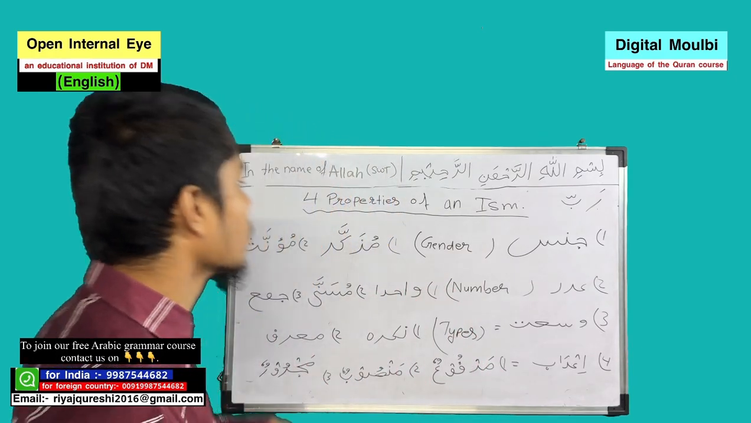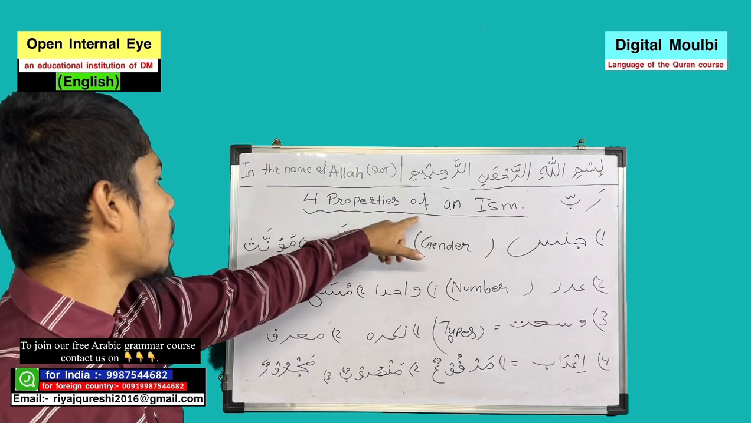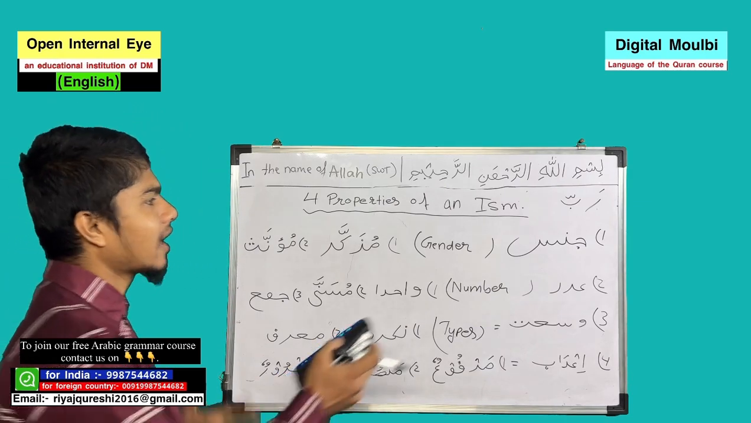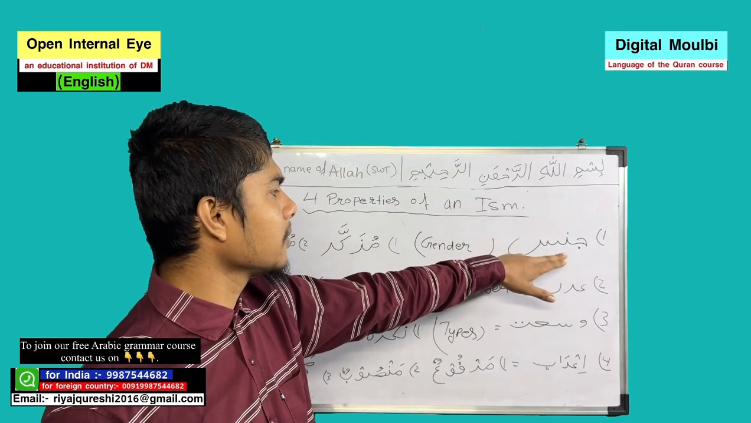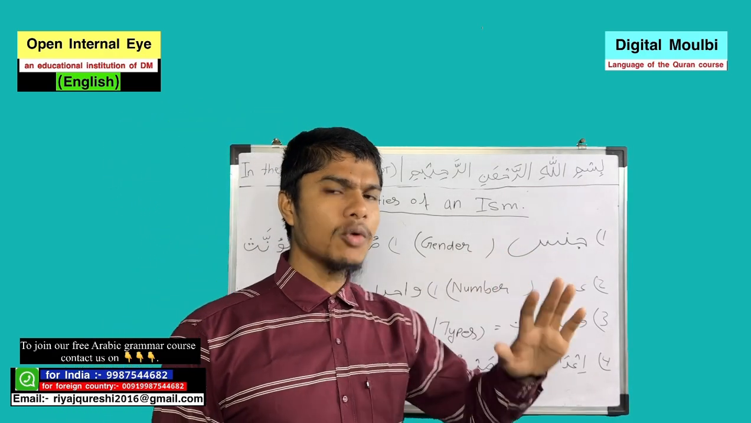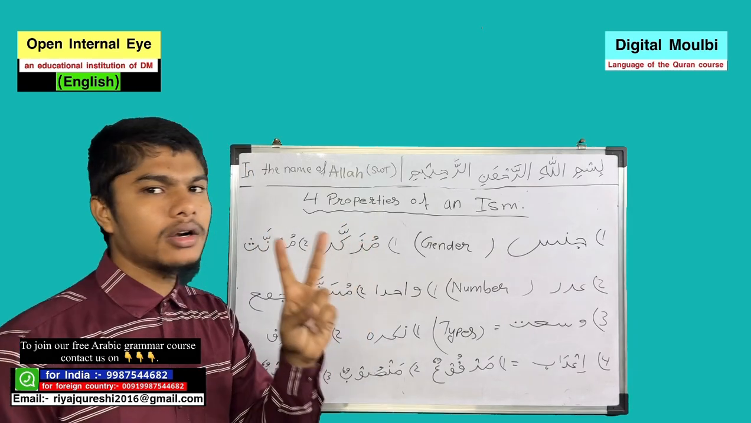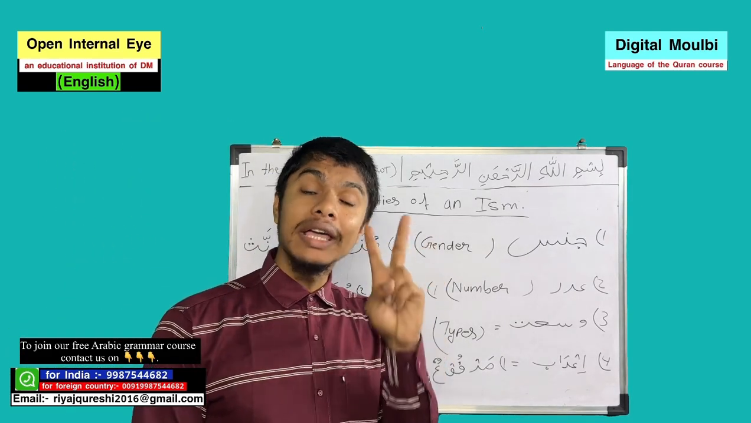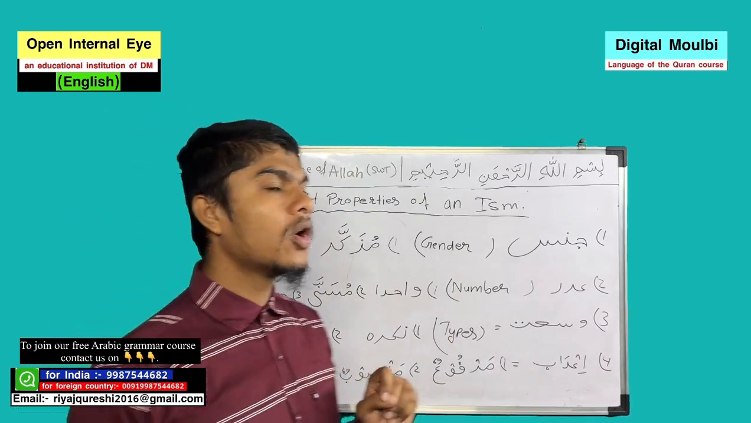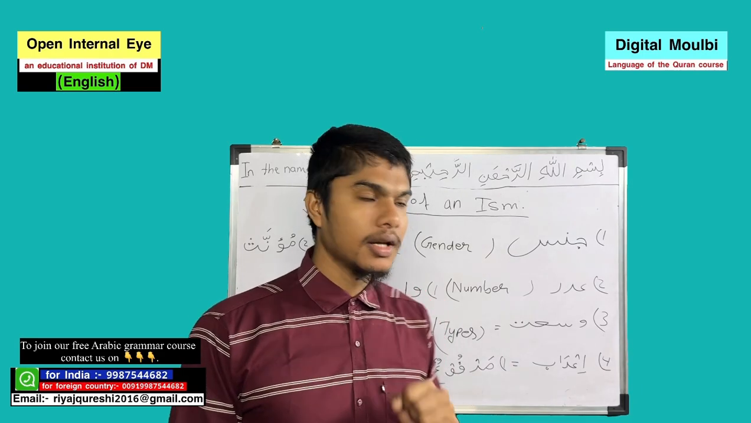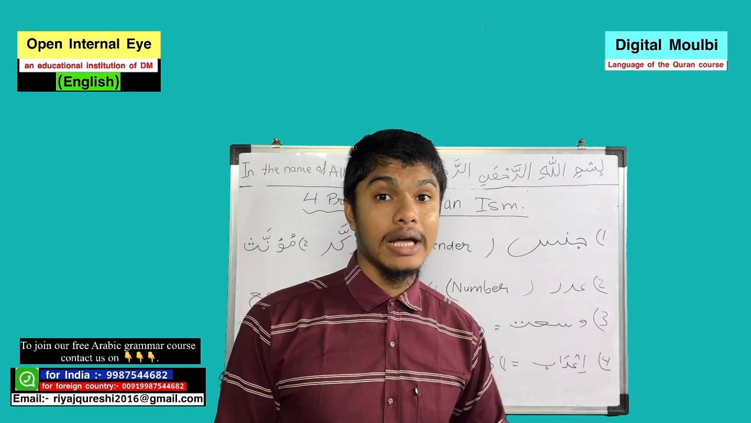So I have already mentioned on the board that you can see that our topic is 4 properties of an ism. Okay, so there are 4 properties of an ism that we must know. Number 1 property of an ism is jins, which in English is gender. So there are 2 genders. You have to remember that there are 2 genders in the Arabic language. Number 1 is muzakkar and number 2 is muannas. So what is muzakkar? Muzakkar means masculine and muannas means feminine. So there are 2 genders in Arabic language. You have to remember that.